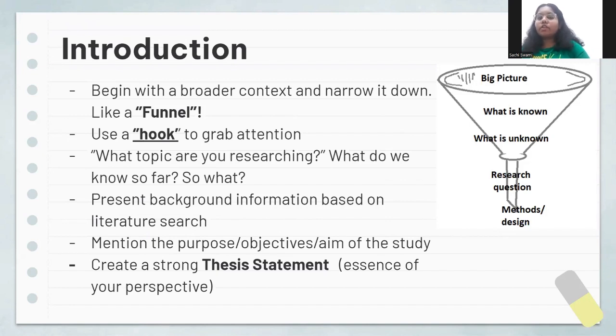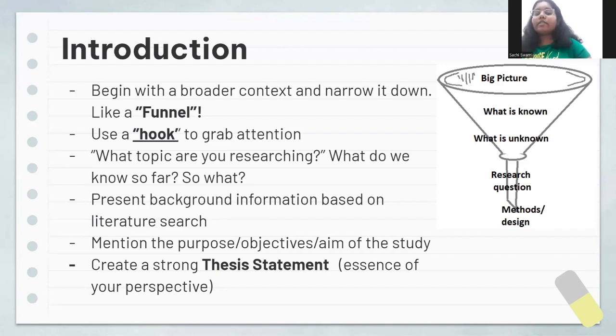Next is the introduction, which is one of the important sections of your paper. So you would want to begin with a broader context and then narrow it down, just like a funnel. About your topic, what is the big picture? What is it about? And then you would want to go into depth to discuss what is known about that and then what is unknown.